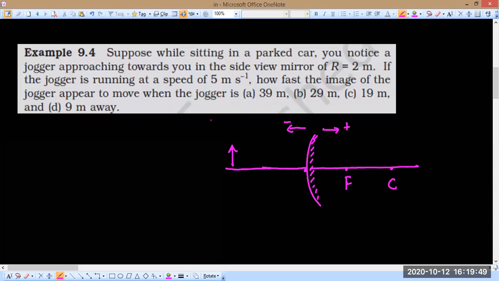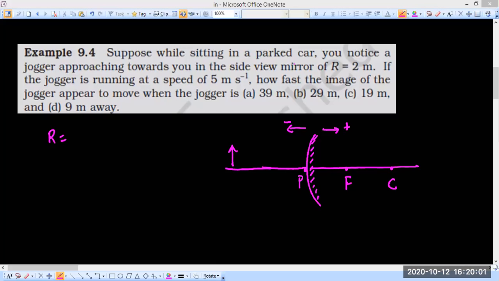Now r is given to be 2. Is r +2 or -2? Yes, it will be +2 because you can see the center is on the positive side. Okay, but yes, this is meter. Please take note of that.